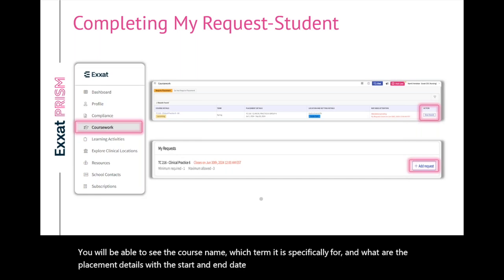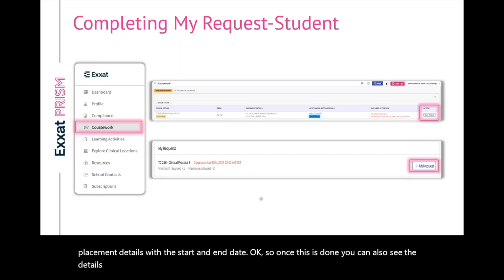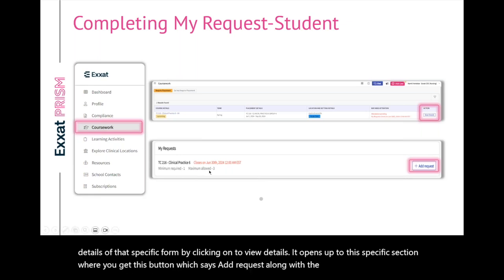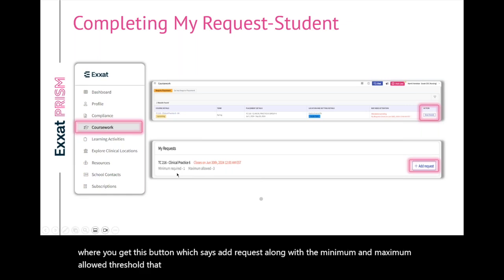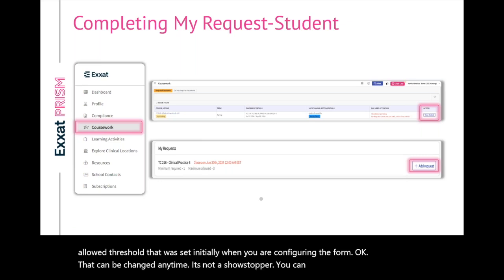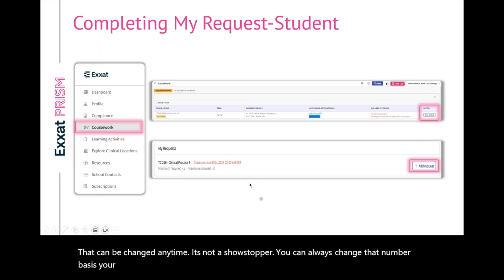Okay. So once this is done, you can also see the details of that specific form by clicking on view details. It opens up to this specific section where you get this button which says add request, along with the minimum and maximum allowed threshold that was set initially when you're configuring the form. Okay, and that can be changed anytime. It's not a showstopper. You can always change that number basis your requirements. It's visible on the screen on the front end itself.